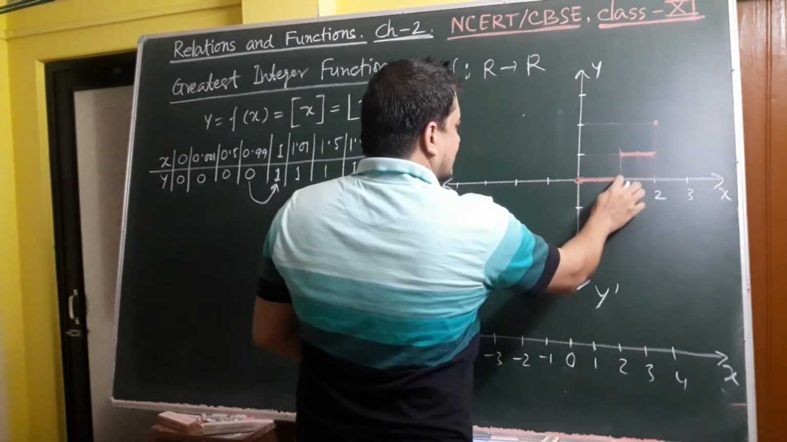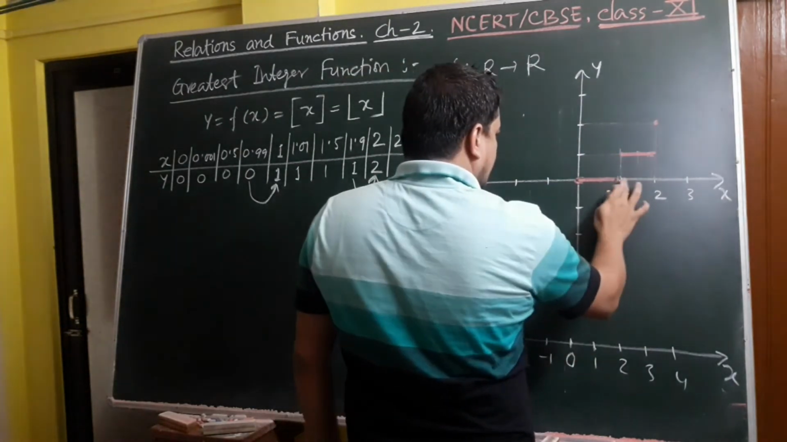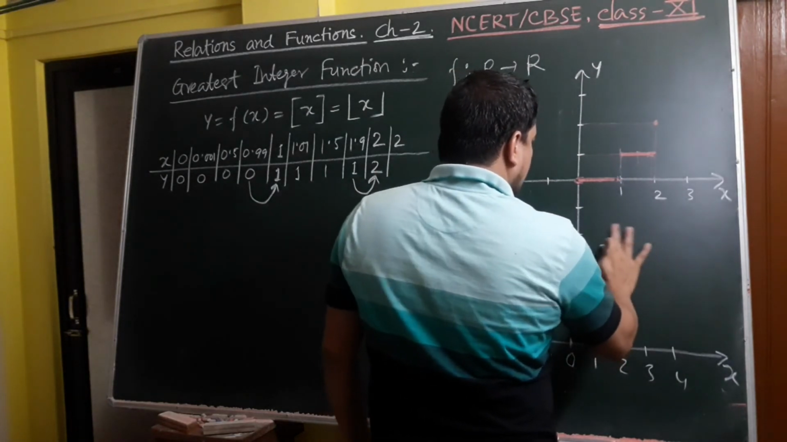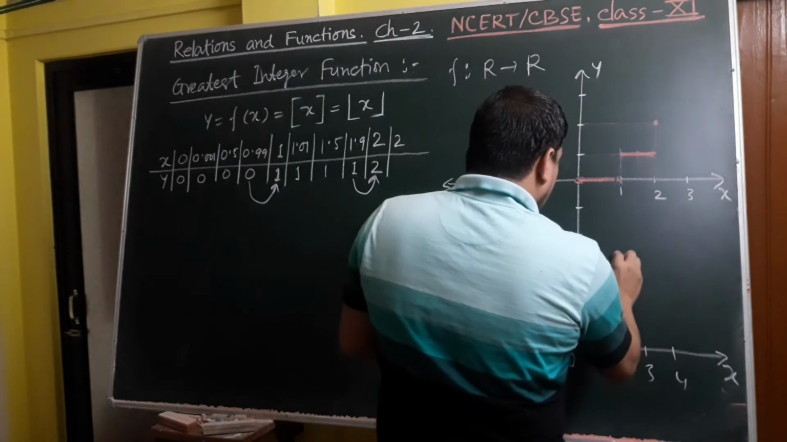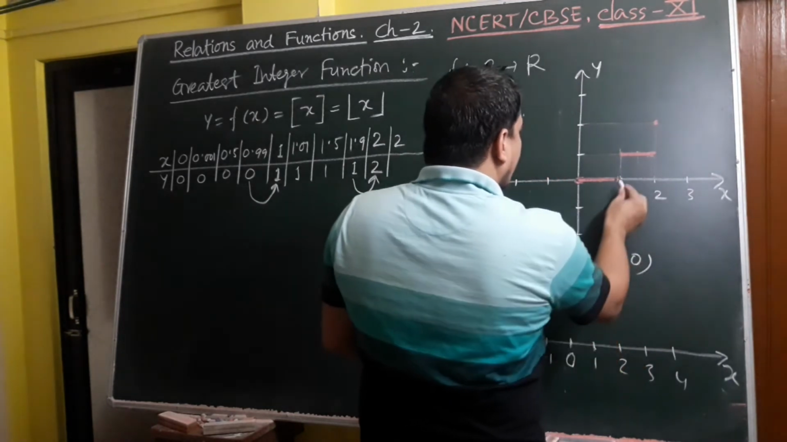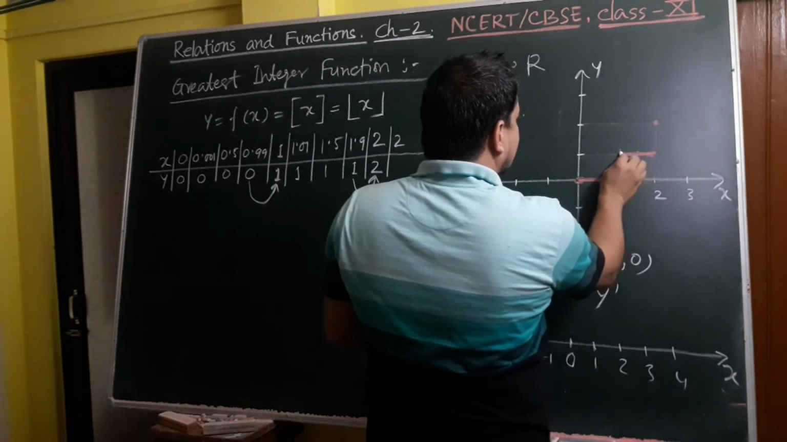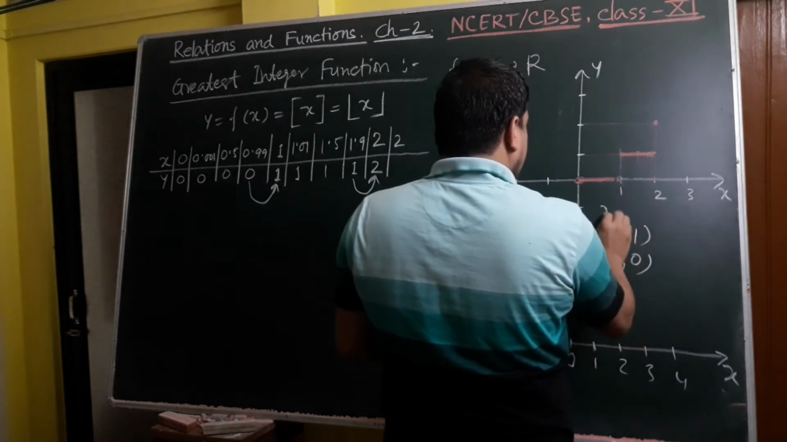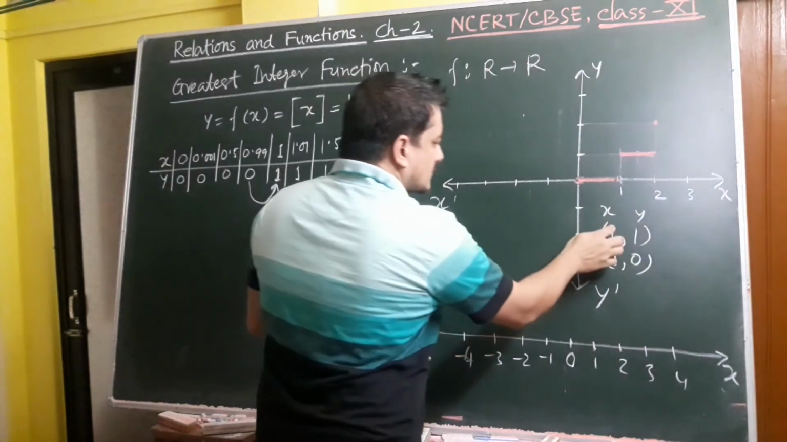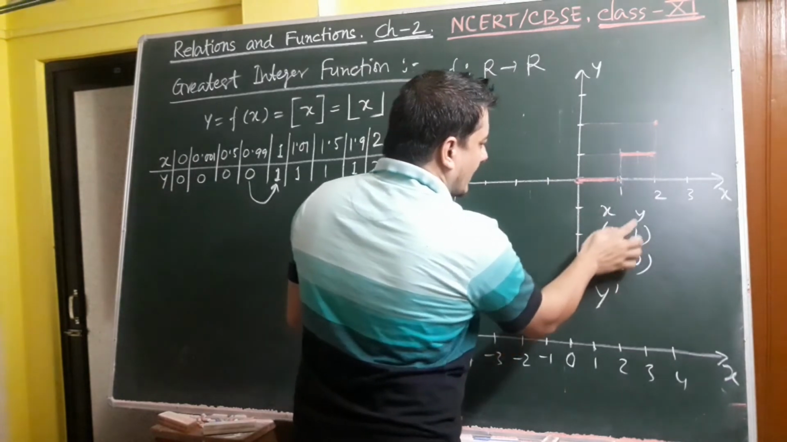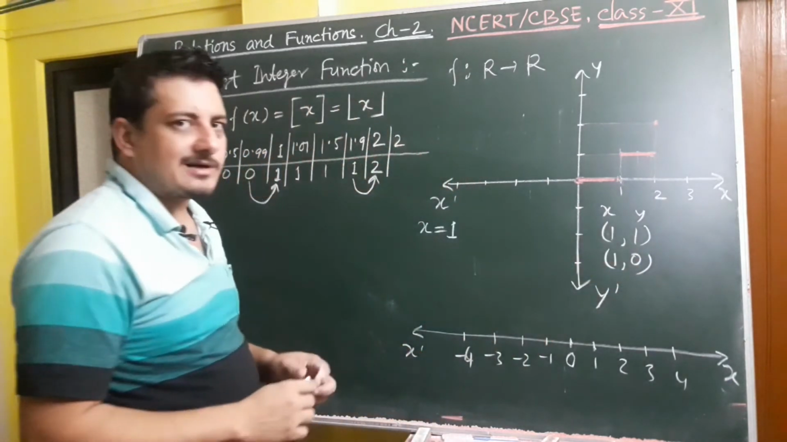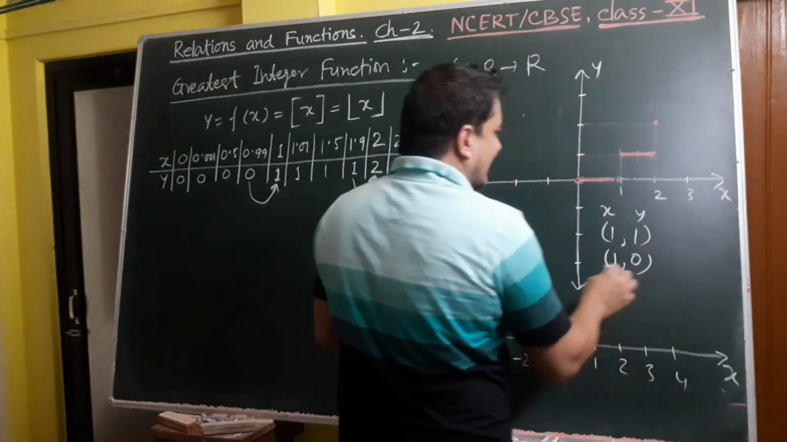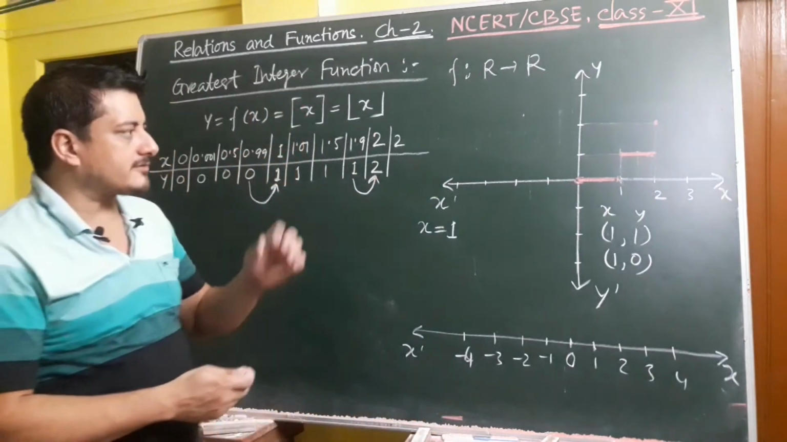Now at x is equals to 1, you can see there are 2 points. First, this point is 1, 0. And if you move upward, here this point is 1, 1. So this is the value of x, this is the value of y. So the value of x is 1, 1, y is 0, 1. Now from the fundamental definition of function, you know that both these points cannot be part of the function, cannot be part of the graph.